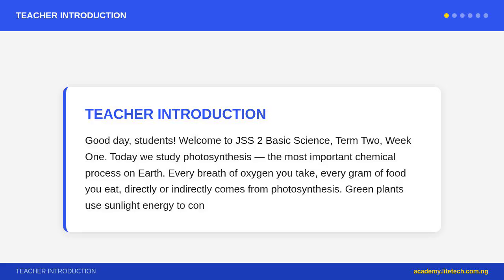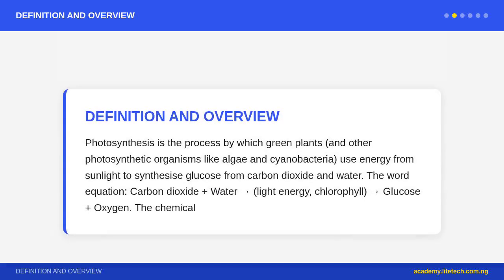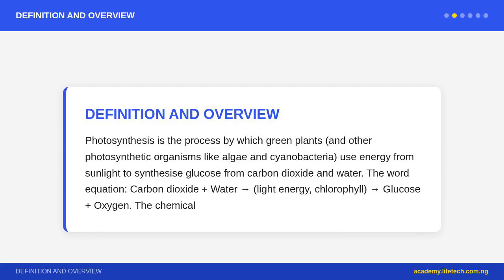Raw materials, the inputs: carbon dioxide, absorbed from air through stomata; water, absorbed from soil through roots, up through the stem in xylem vessels; light energy, sunlight, absorbed by chlorophyll. Products, the outputs: glucose, C6H12O6, used for energy, respiration, storage, converted to starch, growth, converted to cellulose and proteins. Oxygen, released as a byproduct, essential for aerobic respiration of all organisms.